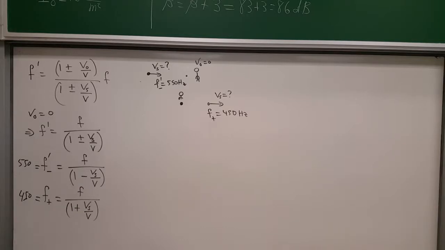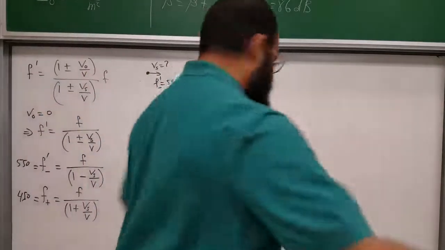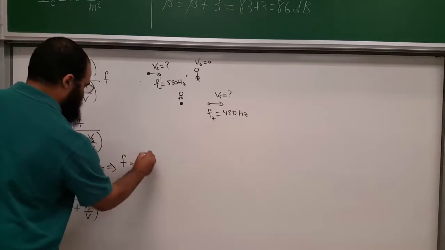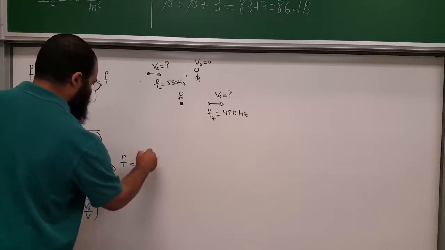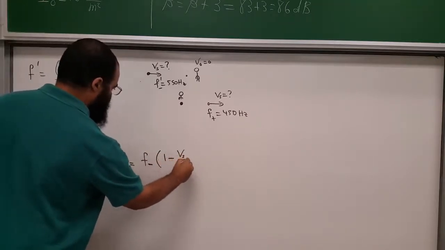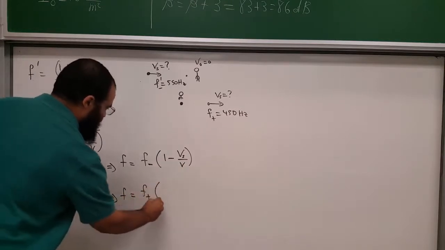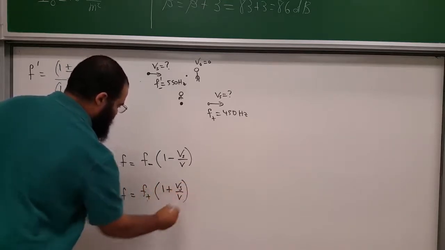Okay, find Vs. The frequency with which the sound is emitted, F here, is a certain frequency. Let's say if the police car is not moving, it's a certain frequency, maybe 500, I don't know. So we will write this as follows. F will equal to F minus, I'll drop the prime, times 1 minus Vs over V. And then here you get F will equal to F plus times 1 plus Vs over V. And we have to solve this.